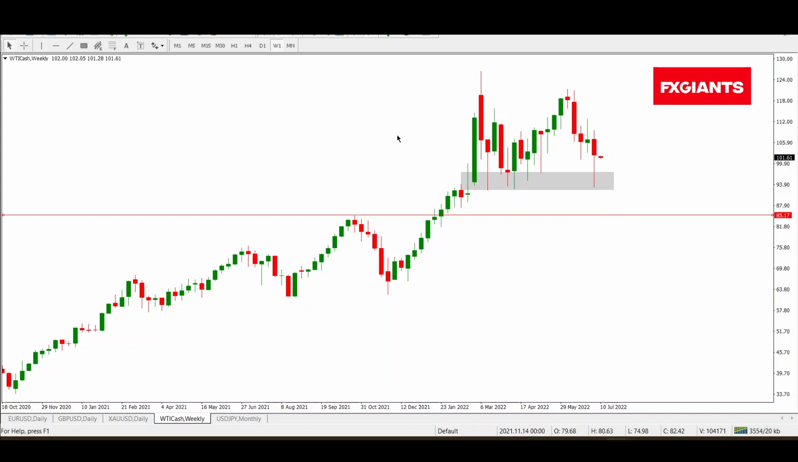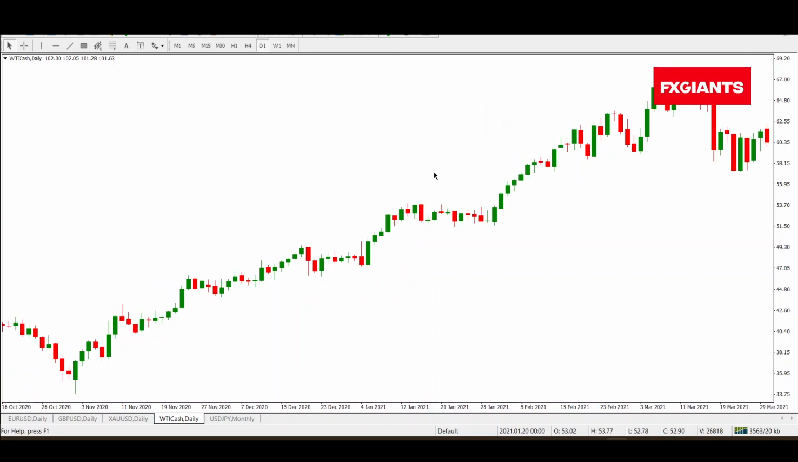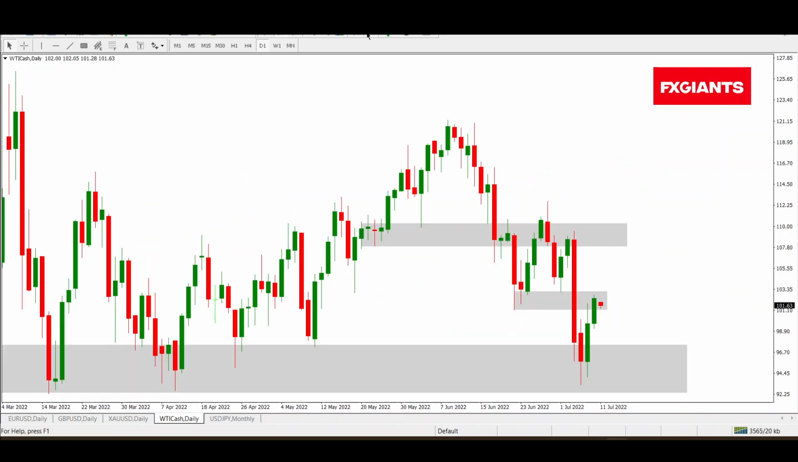Since we are in a major support zone here, we had a massive rejection last week, we may see some push to the upside as well. Let's go to the daily time frame to see it clearly.